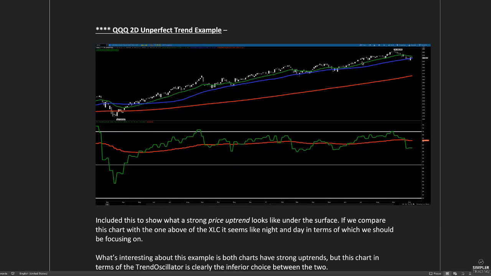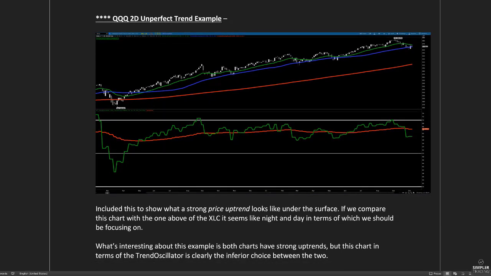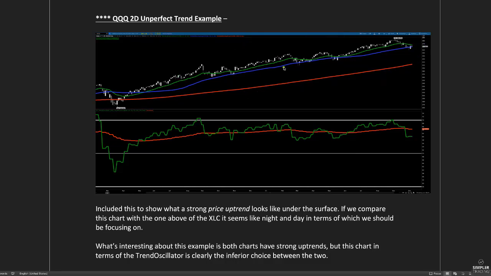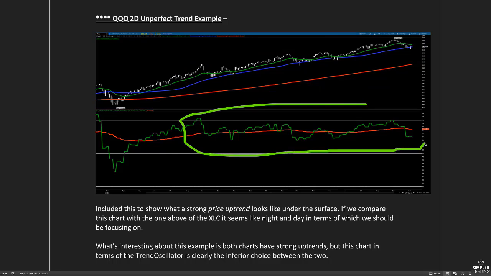So here is a different example. In the first example, I showed you the XLC, the communications ETF, but this is the QQQ. Those two look very similar, right? If you rewind the video and look at the price action here and the price action in XLC, they're very visually similar. I'm not going to scroll back, but you can rewind the video and catch that yourself. The price action on the Qs and on the XLC is almost identical. Notice the difference, though, in the quality of the trend oscillator. Here, you do not have a perfect look.